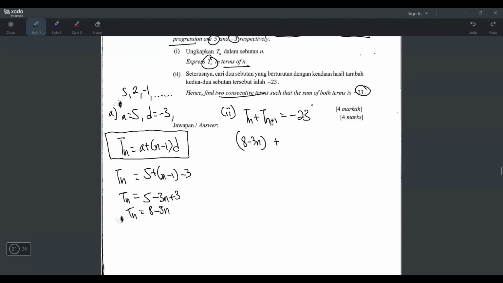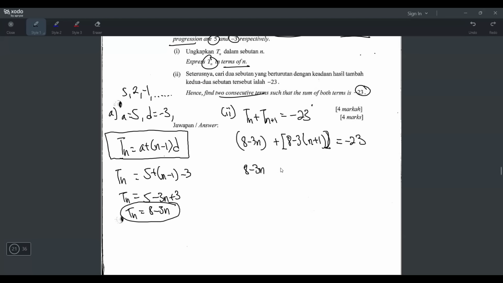And then for the Tn plus 1 also, if you lazy to masuk the a, d sekali lagi, tak payah masuk lagi, straight away tengok sini. Okay, straight away masuk 8 minus 3n, but of course this time, the n have to replace with n plus 1 lah, because your n is n plus 1. Okay, and then equals to negative 23. And now you solve this, you get your n.